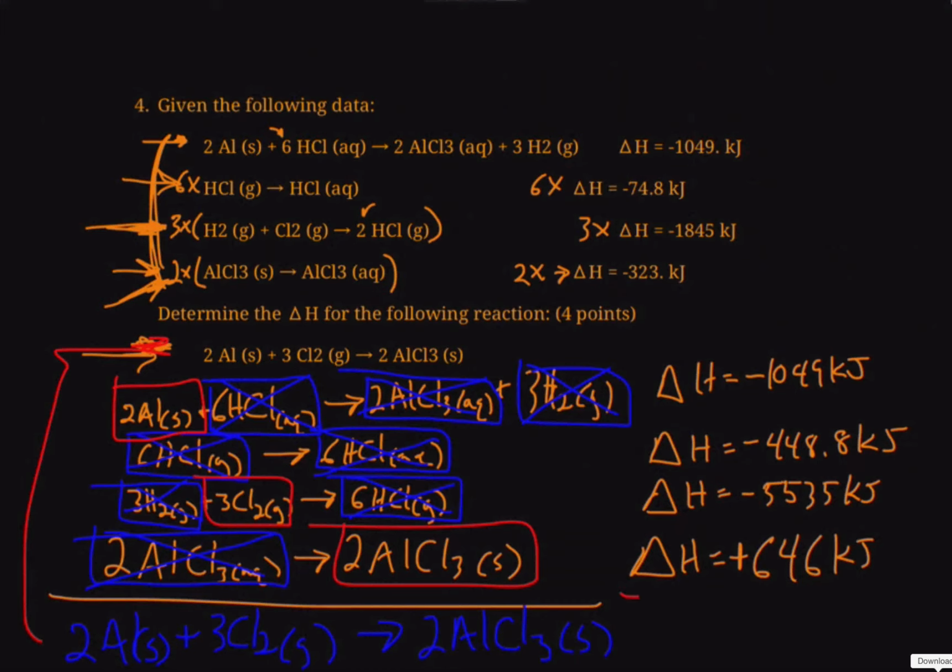So all that's left to do is to combine all the heats of the equations that we used, all the steps essentially that it took to get from beginning to end. And when we do that, we get a value of 6,386.8 kilojoules as the final answer.